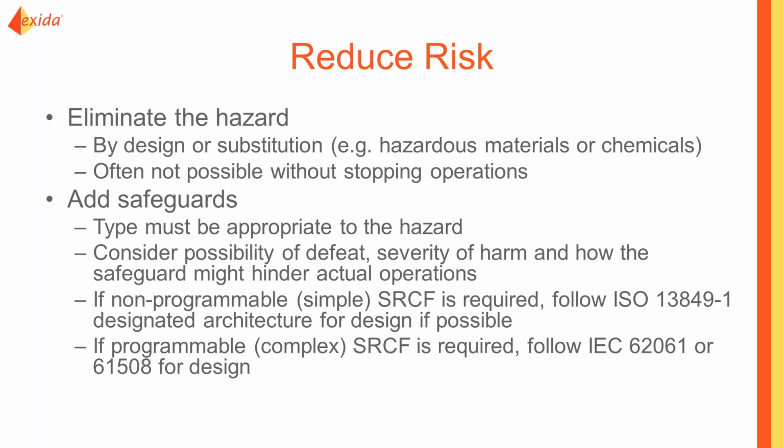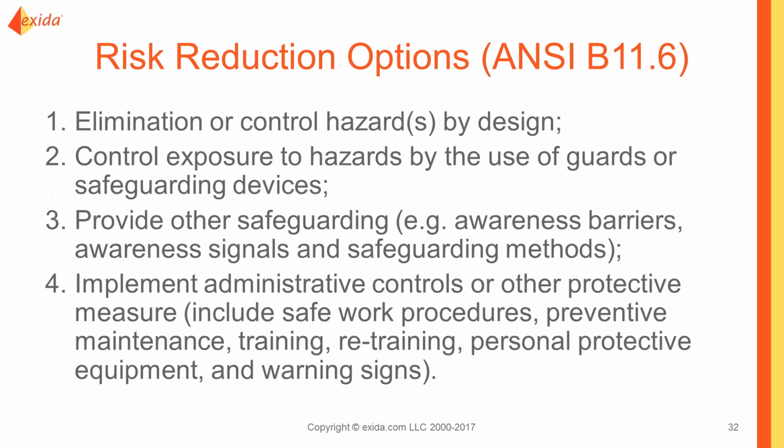So we touched on these. Ideally, we can eliminate the hazard. We can add safeguards. ANSI B11.6 gives this sequence. Again, eliminate the hazard, control exposure by guards and safeguarding, provide other safeguarding such as awareness barriers and signage, and then finally administrative controls.